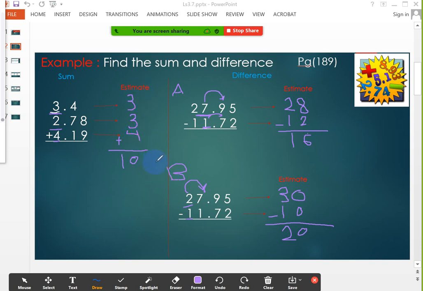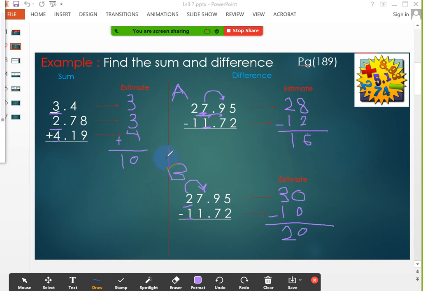Then I will add the numbers. Now what about the difference here? Look, 27.95 hundredths and 11.72 hundredths. In the book he told you, first thing, round the number into the nearest whole. So I will round the numbers into the nearest ones as we learned. 27.95 will be 28, 11.72 will be 12, then we will subtract, the answer will be 16.